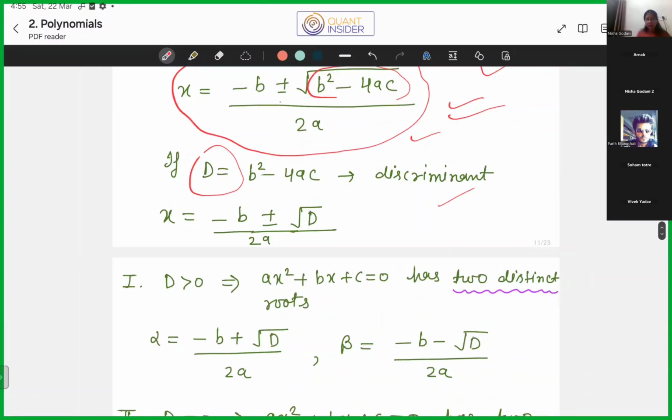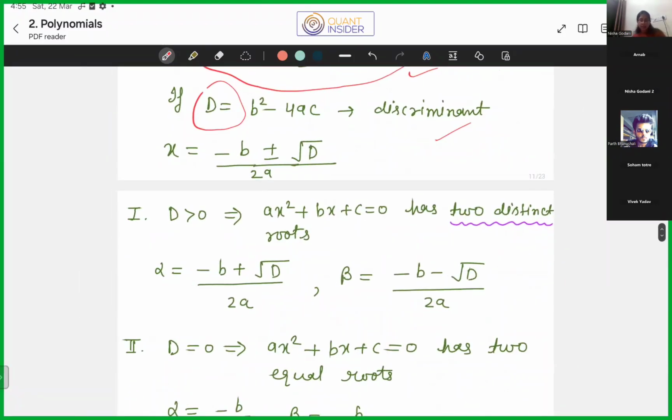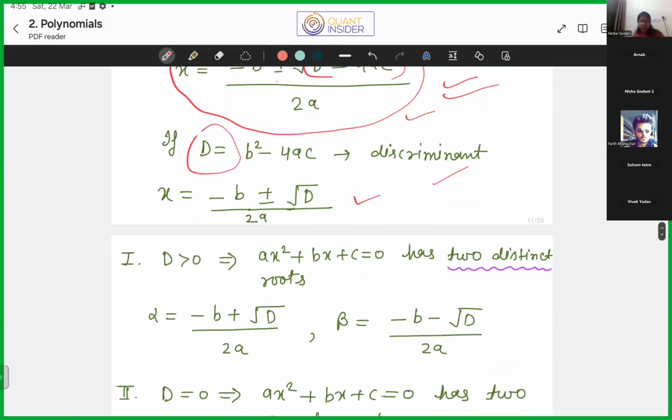So if I use the notation D for this b square minus 4ac, which is the discriminant, then x is equal to minus b plus minus under root D upon 2a. Okay, so this is the formula.